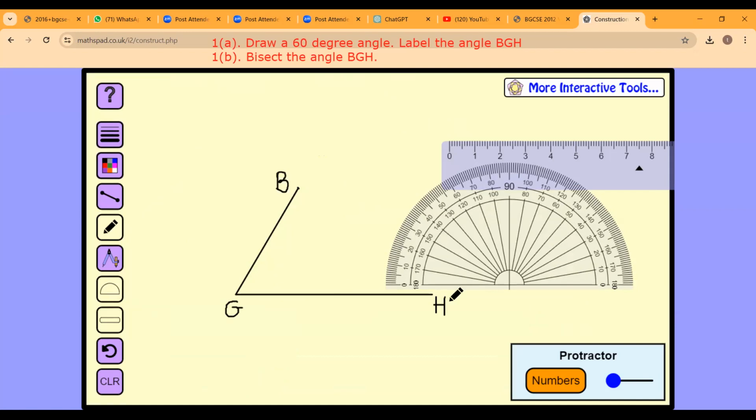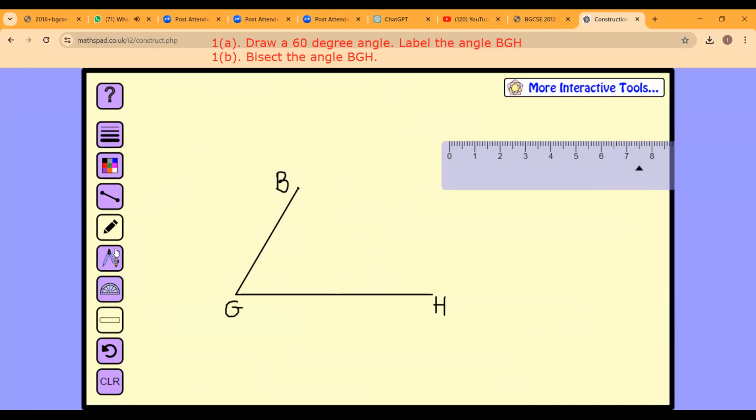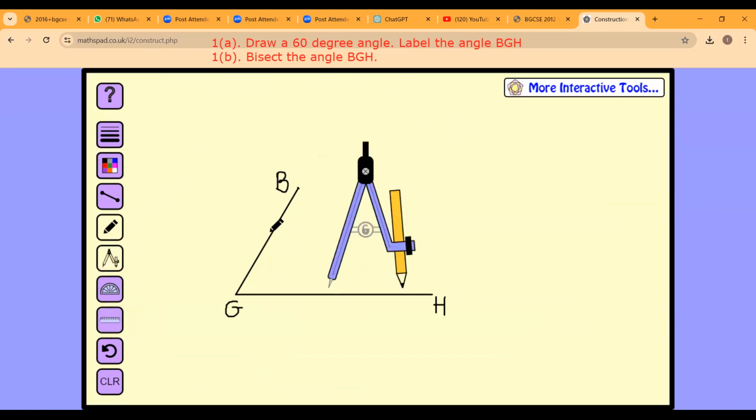So this is BGH. Now we have to bisect this angle. We have to bisect this angle. China, what's the first thing we're going to do if we're trying to bisect the angle? Where are we going to put the compass?